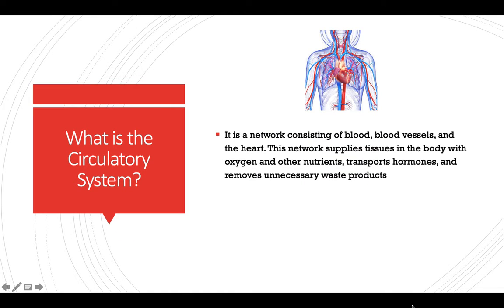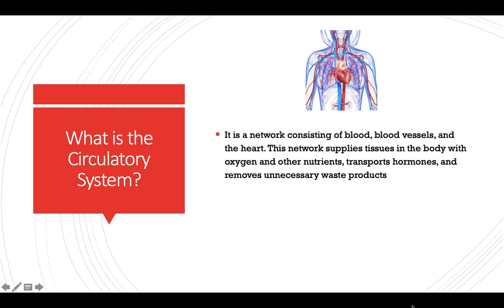Now we're gonna talk about the circulatory system. So what is a circulatory system? It is a network consisting of blood vessels and the heart. This network supplies tissues in the body with oxygen and other nutrients, transports hormones, and removes unnecessary waste products. As you can see, there is what we call the blood vessels.